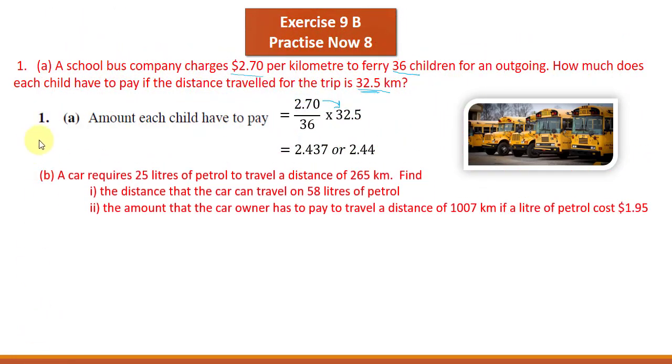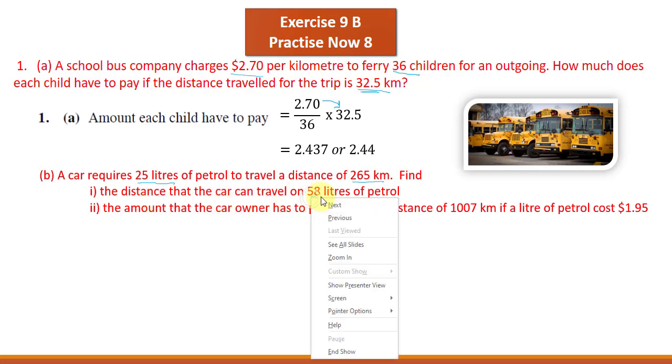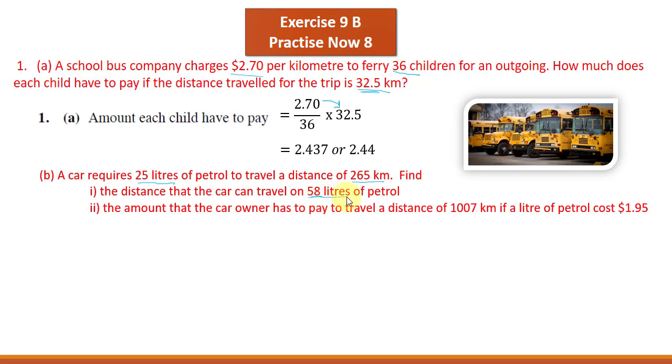Part B, question number 1. A car requires 25 liters of petrol to travel a distance of 265 kilometers. So for a distance of 265 kilometers, a car needs 25 liters of petrol. In the first part, we have to find the distance that the car can travel on 58 liters of petrol. So we will solve that part first.